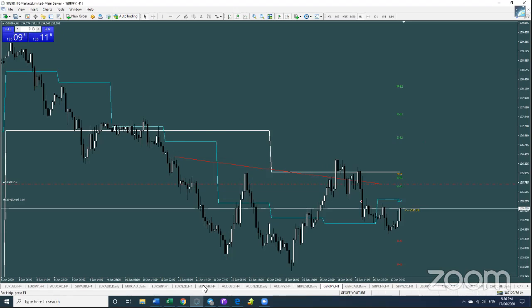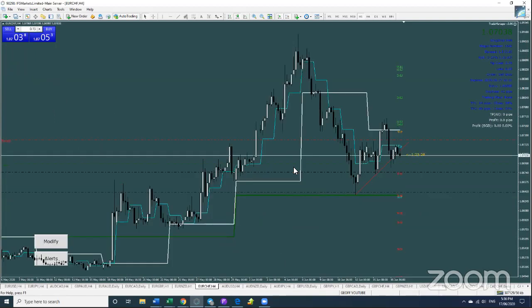It's Euro Swissy, and I'm on the short side of Euro Swissy, but only if we get taken below this bar here. So I'm actually trading short underneath that bar. If you want to follow that one, the entry is at 1.0689. And I've got my stop loss above this little consolidation area here.